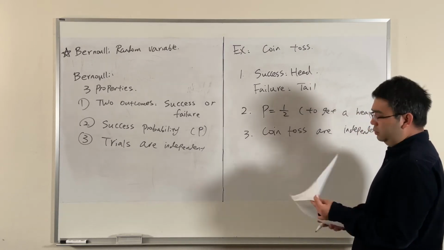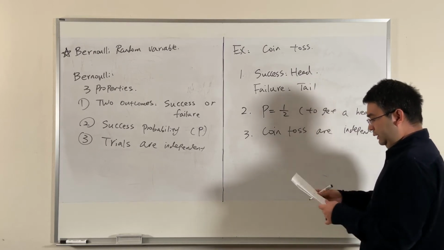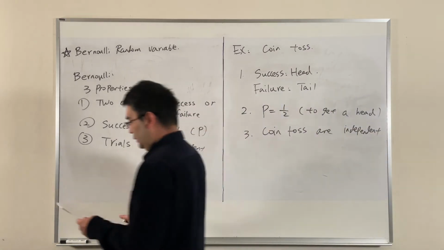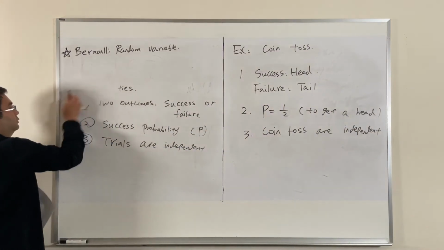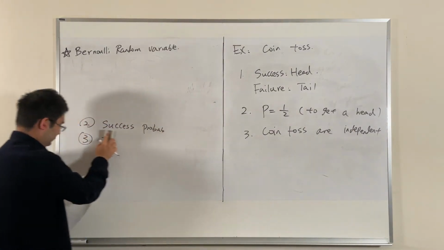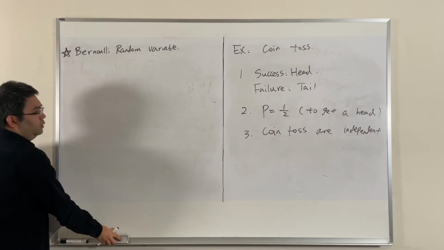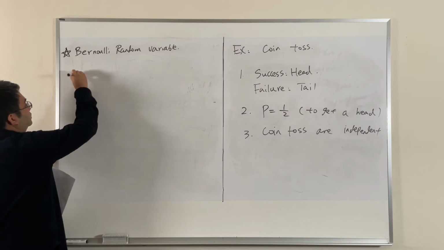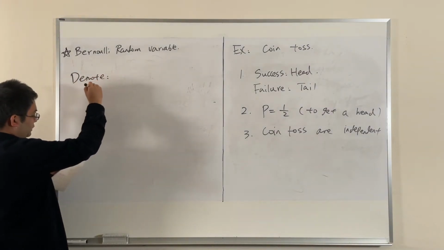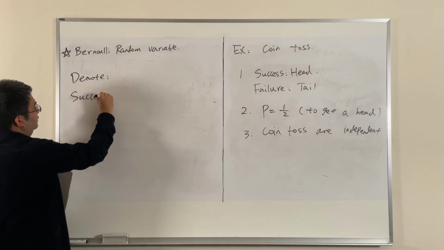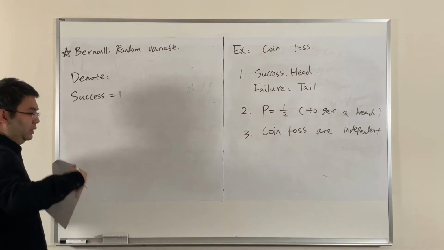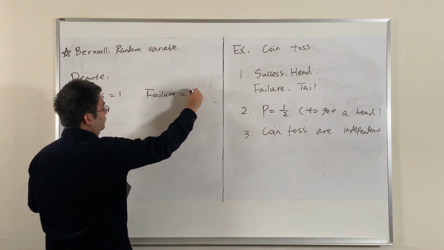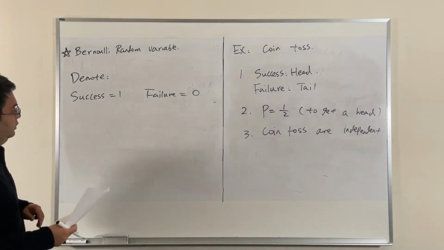Now we're going to learn some parameters of the Bernoulli random variable. When we do calculations with a Bernoulli random variable, we denote success to be 1. So 1 means that you get a success, and failure you denote with a 0. So 0 means that you get a failure outcome.